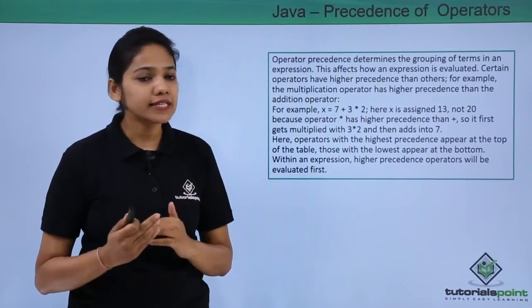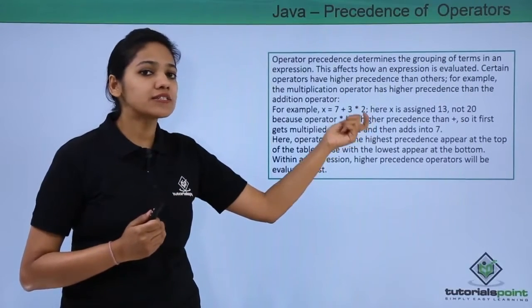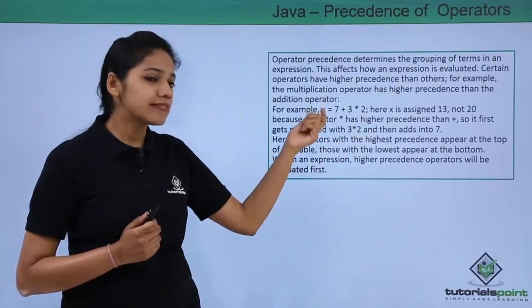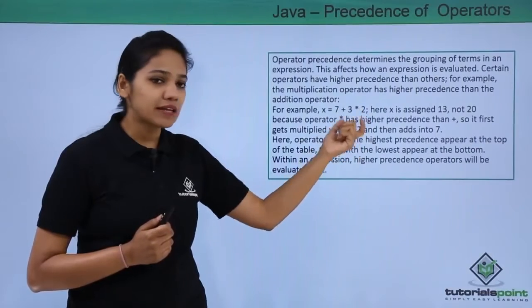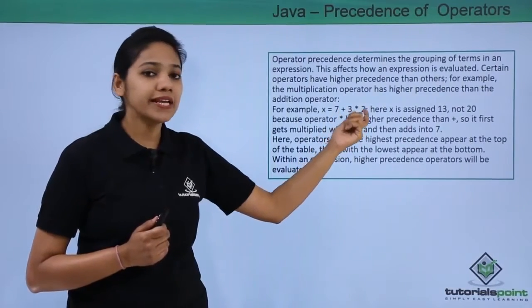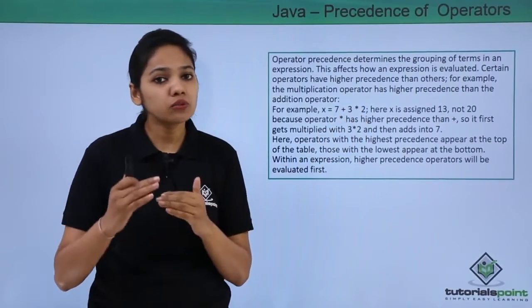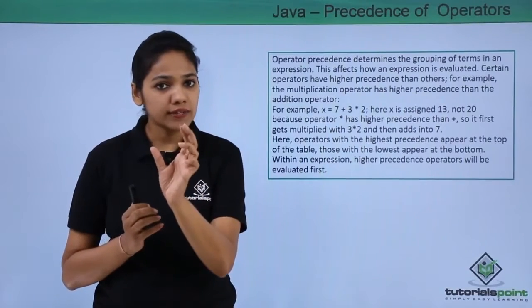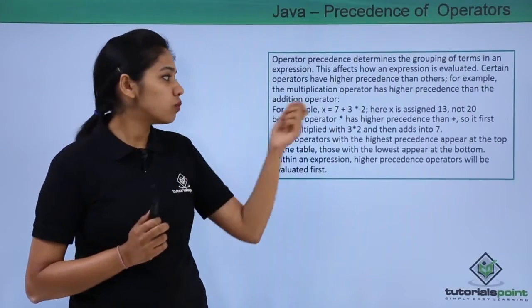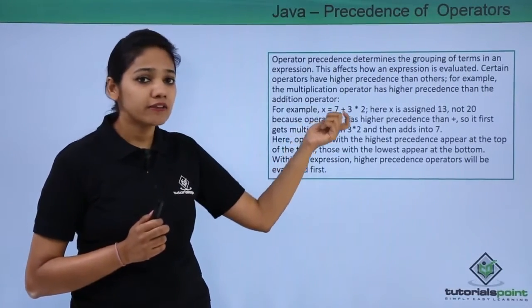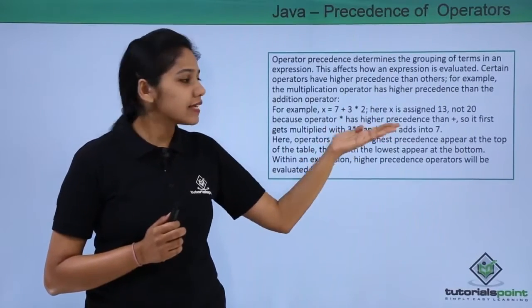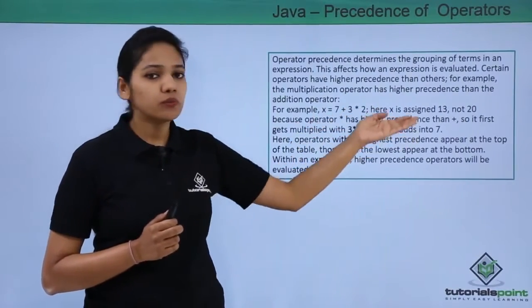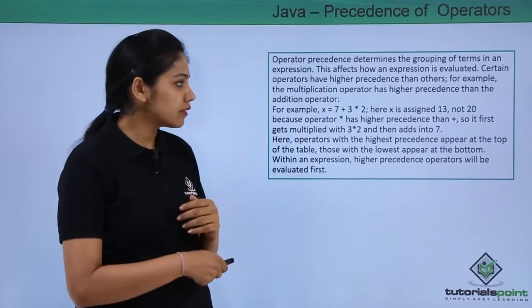Multiplication is given higher precedence than plus. So we provide parentheses around 3 into 2. So here 3 into 2 will be calculated as one expression and that value will be added to 7. Therefore 3 into 2 is 6, 6 plus 7, the value will be 13.